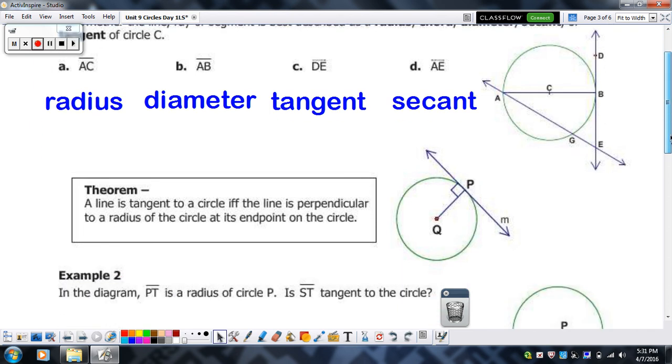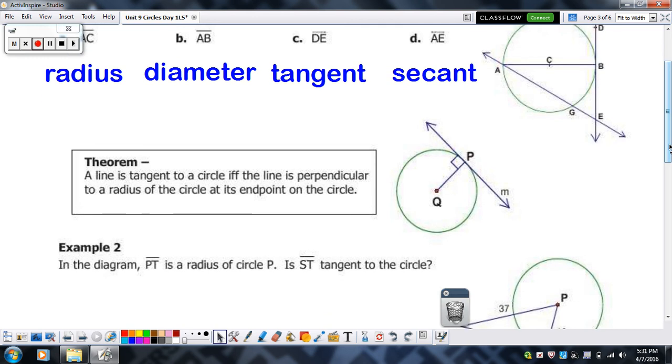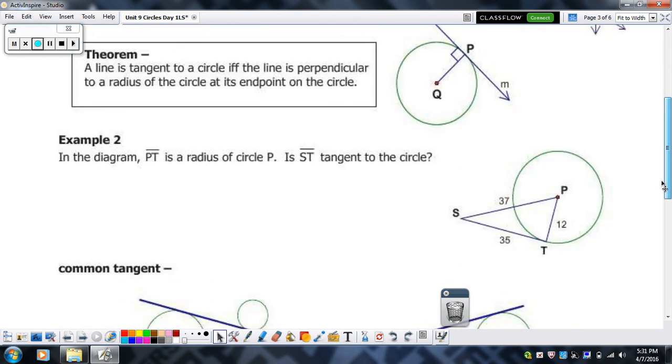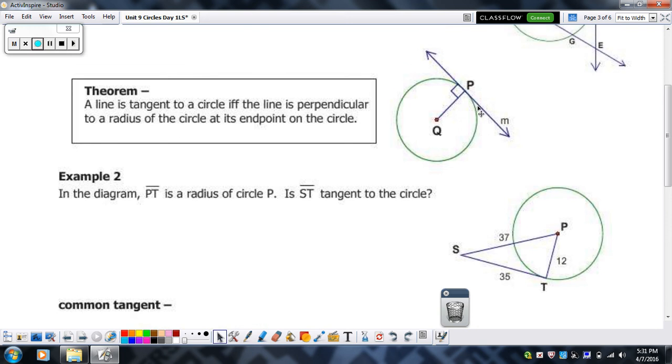Let's look at our theorem. A line is tangent to a circle if and only if the line is perpendicular to a radius of the circle at its endpoint on the circle. That's a whole lot of words to say that these two lines, the tangent and the radius, come together to form a right angle. So let's look at this example here.